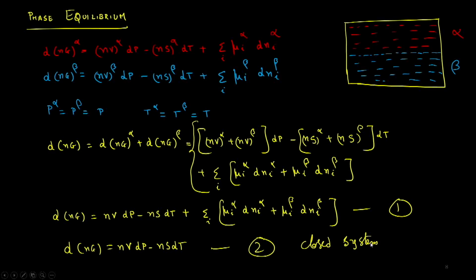Once the system is closed, both the phases put together are closed. They are not exchanging matter outside the yellow box. So, the second equation has to hold. Now, from equations 1 and 2, it is obvious that sigma over i of mu i dNi for the alpha phase plus mu i dNi for the beta phase should equal 0.